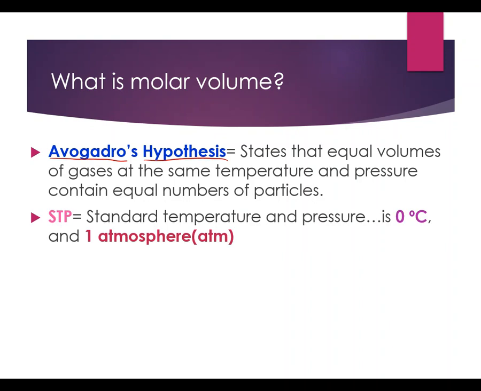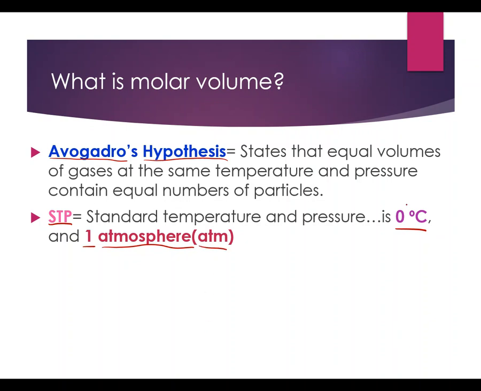One stipulation though, it has to be at standard temperature and pressure. So STP is the abbreviation of standard temperature and pressure. Standard temperature is 0 degrees Celsius, which should be a familiar number to you. And standard pressure is 1 atmosphere. An atmosphere is abbreviated with ATM.